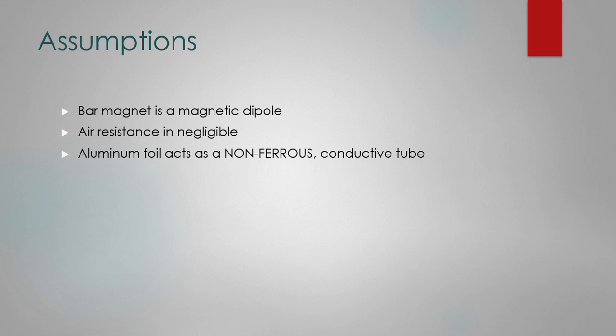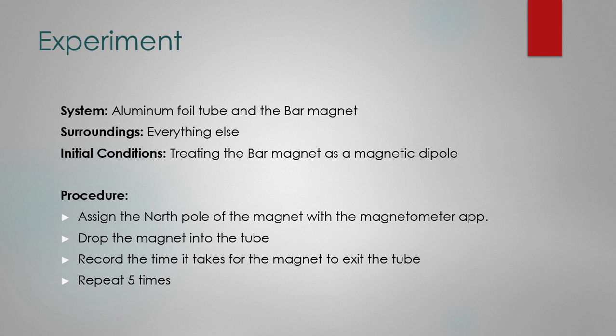The biggest assumptions you have to make when going into this lab report are that the bar magnet acts as a magnetic dipole, that you can neglect air resistance, and that the aluminum foil acts as a non-ferrous conductive tube. For the experiment itself, you want to treat the aluminum foil and the bar magnet as a system, and everything else as the surroundings. The most important initial condition is that you want to treat the bar magnet as a magnetic dipole, as said in the assumptions.